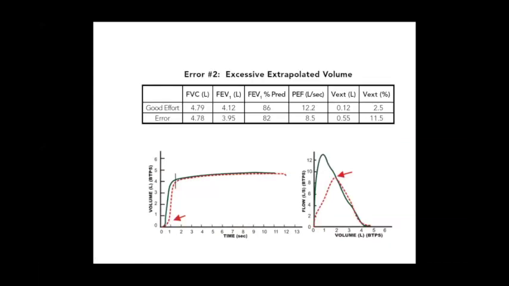Going to unacceptable maneuvers. Here, a maneuver with excessive extrapolated volume. As you can see here in the dotted red line, the patient hesitated when he exhaled. He exhaled with poor effort, so it's less than what he should do. He should start from zero and exhale directly until reaching a plateau for more than 6 seconds. However, he delayed and he has excessive extrapolated volume, which affects the measurement, mainly FEV1, or forced expiratory volume in 1 second.